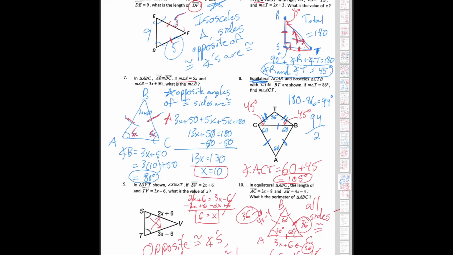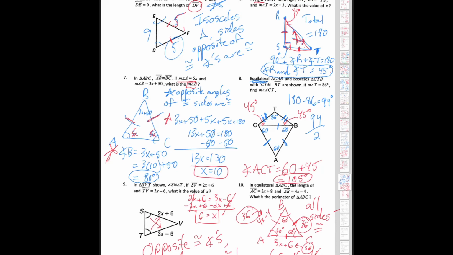So that's my work here. And when I solve, I get x equals 10. But now we're looking for angle B. So I have to go ahead and take that 10 and plug back in to angle B. So angle B was 3x plus 50. I plug 10 in, and I get that angle B is 80 degrees.